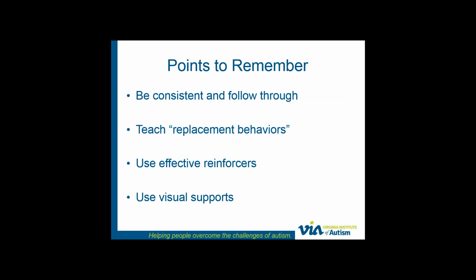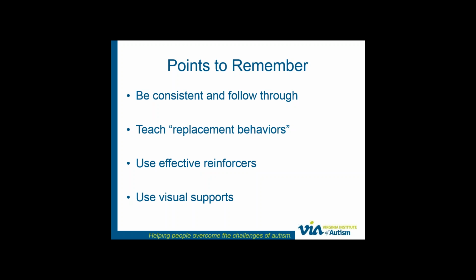And then finally, the points to remember: be consistent and follow through. Once you deliver that demand, don't back down, just follow through. It's going to be rough for a while, but reconsider your strategy later. Teach replacement behaviors. Huge thing. Teach replacement behaviors and think about generalization when you're doing that. So when selecting a replacement behavior, make sure that it's going to work in multiple places. So if it's a sign that you create at home, nobody's going to understand that in the community. So make sure that it's something that's generalizable.